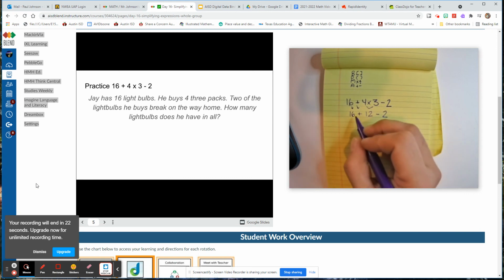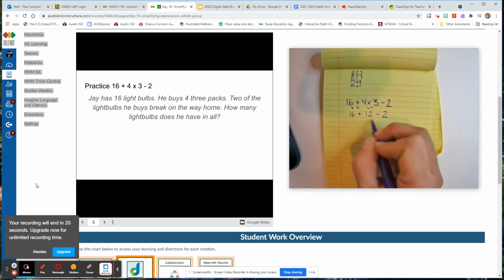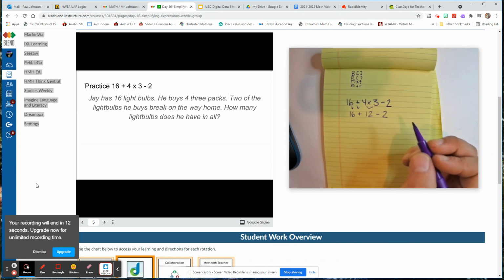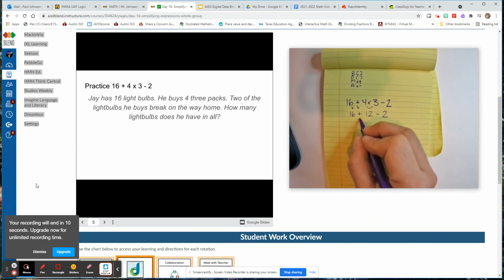So now, if we just follow this left to right at this point, we can find out how many light bulbs that Jay has, and then take away the 2 to figure out how many he has left. So we can do that one step at a time. He ends up with 26 light bulbs, all done in one expression.